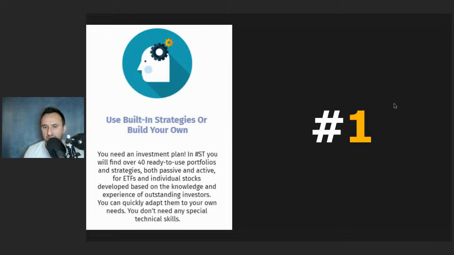So basically, when you open a System Trader software, you can find already examples which you can follow of portfolios which were developed by some outstanding investors. And of course, you can adapt them to your own needs so that they will exactly meet your requirements. But what is very important is that you don't need any special technical skills to use that software. You really just have to open your mind and think reasonably, but you don't have to have any kind of technical expertise.